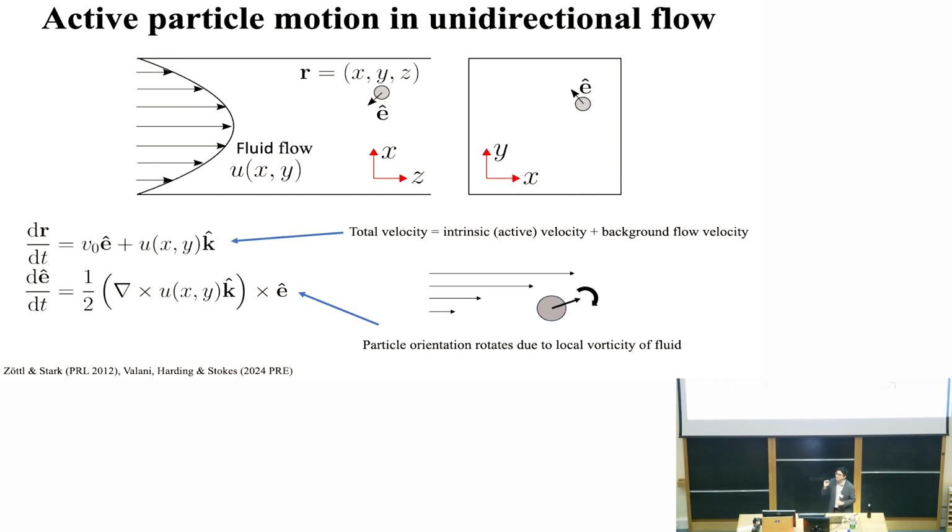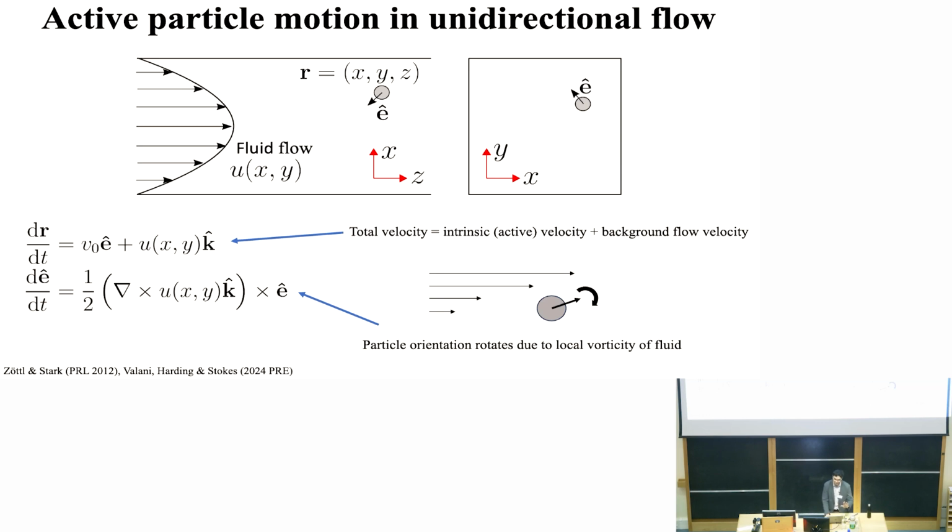Now, because the fluid flow is not constant, different layers of fluid are moving at different velocities. So if you immerse something in a flow like that, it will start rotating. The particles will start rotating. So the direction of motion of my particle will rotate because of the shear in the flow, right? And that's what the second equation is describing, that because of this local spinning motion, local vorticity of the fluid, you can get tumbling of the direction of motion, right? So we have these two simple equations.